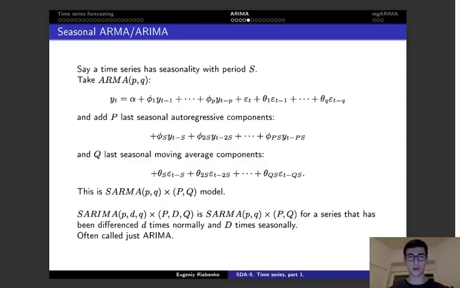So we'll include seasonal components, and small p, d, and q stand for the following. We've got p values of the time series to make a prediction. We've got q components of errors to improve the prediction. Small d is that we apply differentiation d times, and the capitalized ones stand for the same but for seasonal components. And this we'll call just ARIMA.